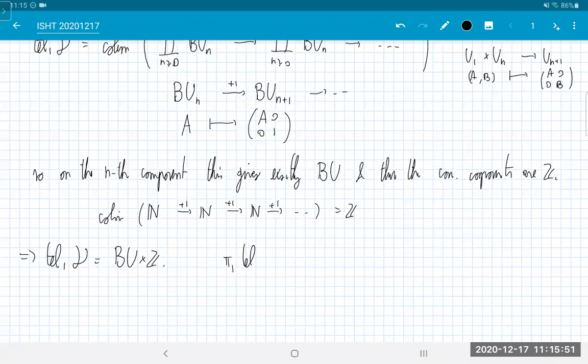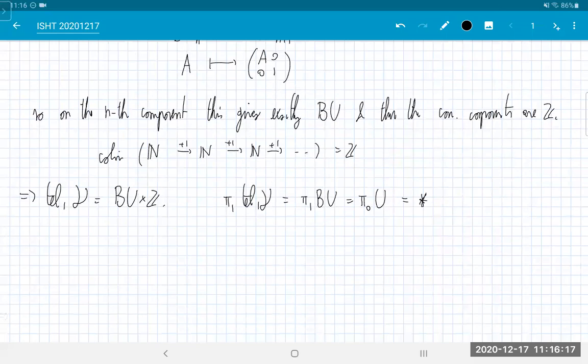Okay, so the telescope of one in V is BU times Z, and now π1 of the telescope is π1 of BU, it's π0 of U, and I'm pretty sure we saw at some point last semester that this is in fact connected. If you haven't seen it, let's see, what's the quickest way of showing it? We saw that there is a fiber sequence like this. And then you go by induction. You start with U1 is S1, which is connected, and then you go by induction with the long exact sequence on homotopy groups, and you see that Un is connected for every n. I think we discussed this last semester. If we didn't, this was just a quick reminder. If not, it's actually not super hard to explicitly construct a path from any point to the identity.